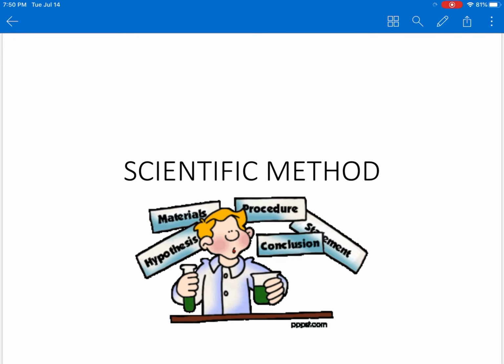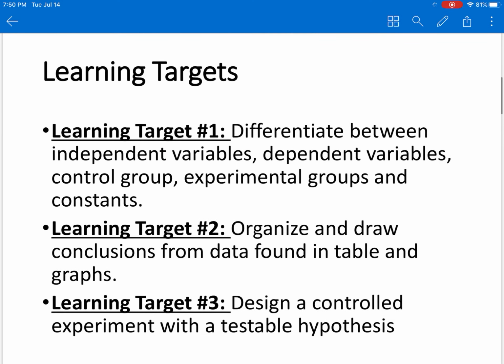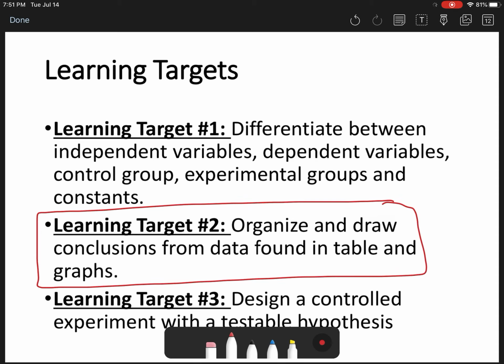All right, we're getting to the last section here on our notes on the scientific method. We're going to pick up where we left off last time with graphs. We talked about some of the different types of graphs, and now we're going to show you how to actually make a graph and what parts go where on a graph. So we're focusing on this second learning target again. How can you organize and then draw conclusions from the data that's found in a table and a graph?